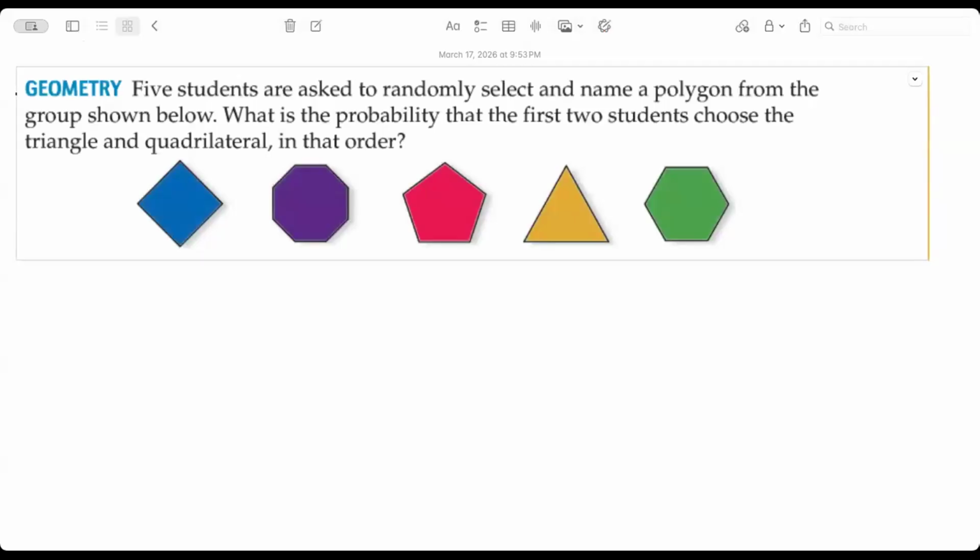5 students are asked to randomly select and name a polygon from the group below. What is the probability that the first 2 students choose triangle and quadrilateral in that order?